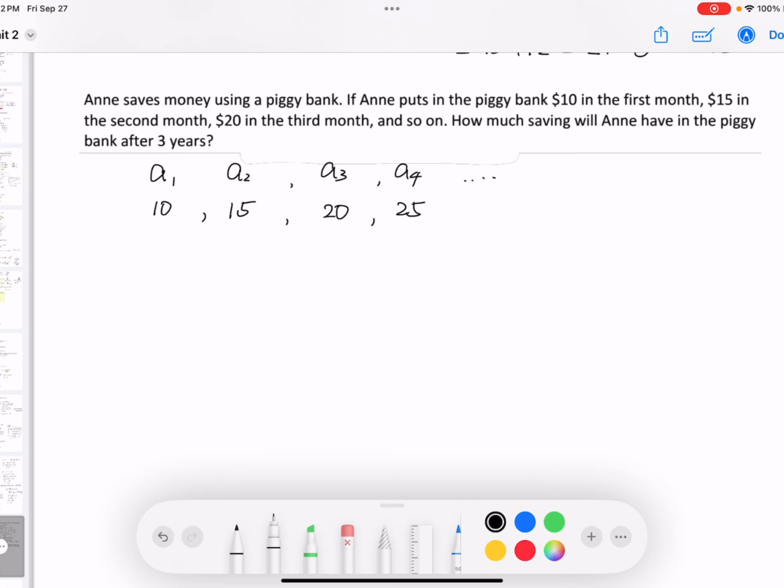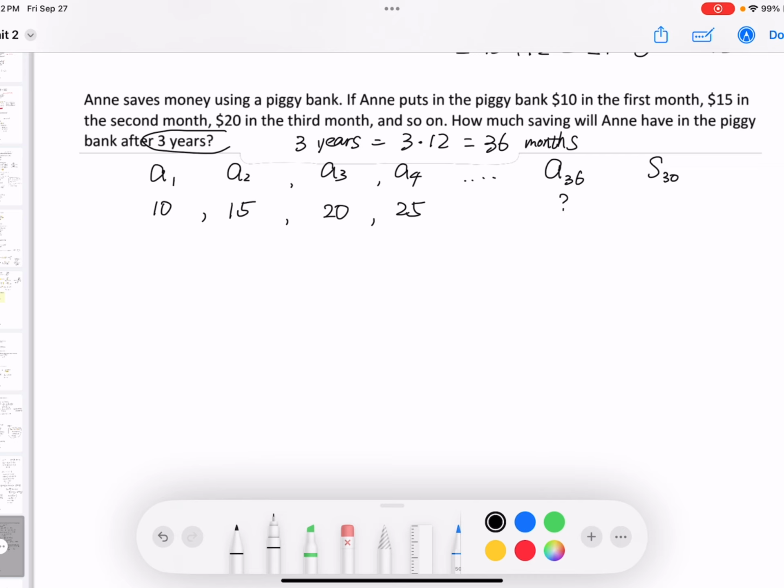And then until the A sub what? I don't know the month, but I can find it from the 3 years. So 3 years is equal to 3 times 12 months. So it is 36 months. Okay, it's 36 months. So we're looking for A sub 36. And it's asking for the total saving after 3 years.